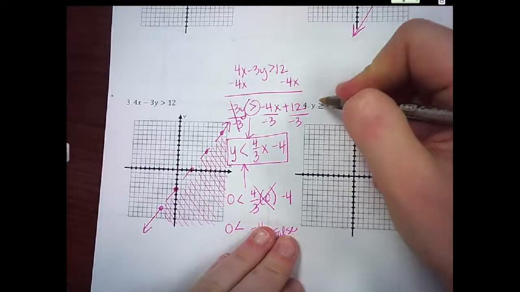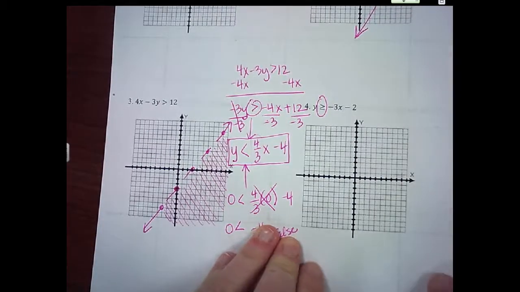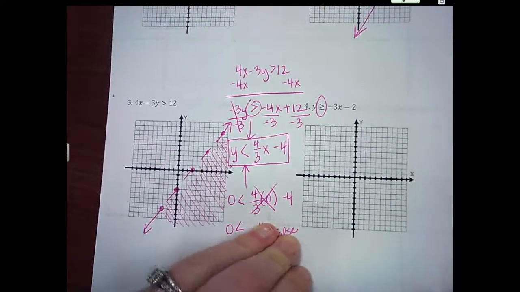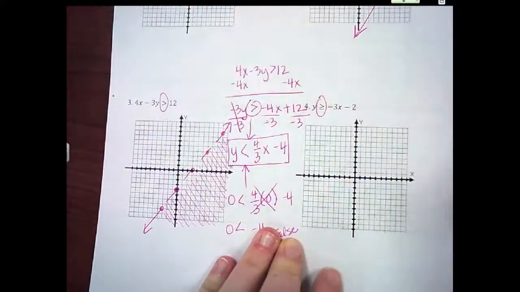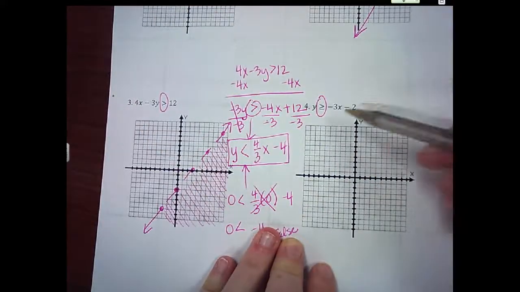If your inequality has a line under it, has the equal sign, that would be a solid line. So an inequality with no equal sign is dashed, and with an equal sign is solid.